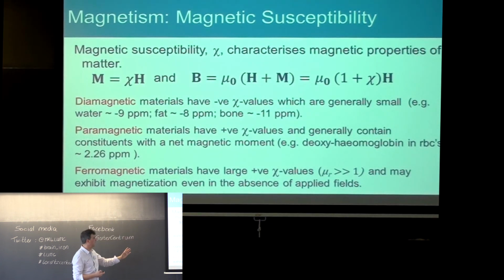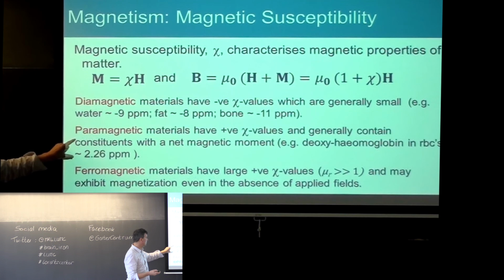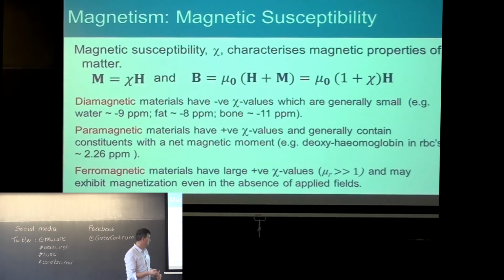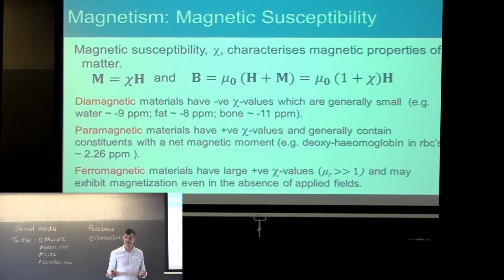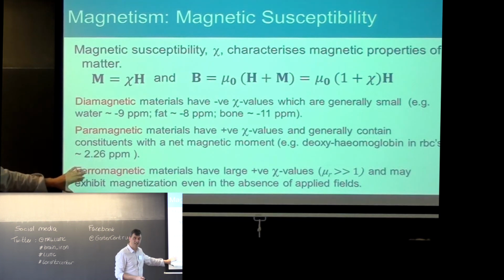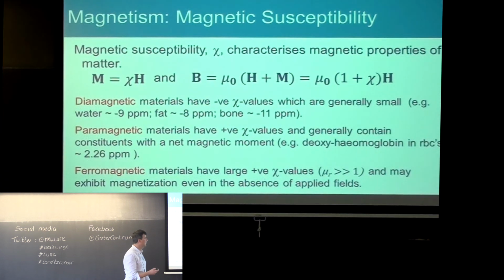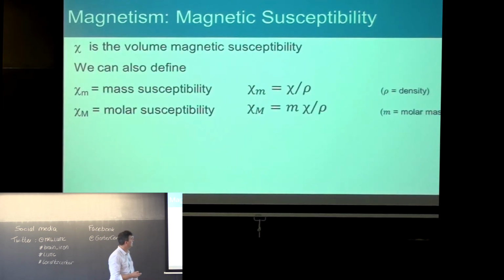In the biological context, paramagnetic materials always have positive susceptibility values. They contain constituents with a net magnetic moment, often iron-bearing compounds. Ferromagnetic materials have large positive susceptibility values, and they obviously retain magnetisation even in the absence of an applied field. And we tend to keep them away from MRI scanners because they get drawn into the scanner and become dangerous.